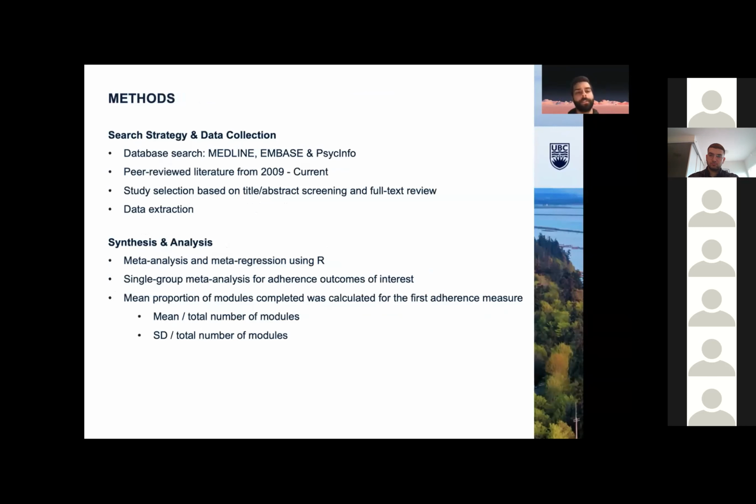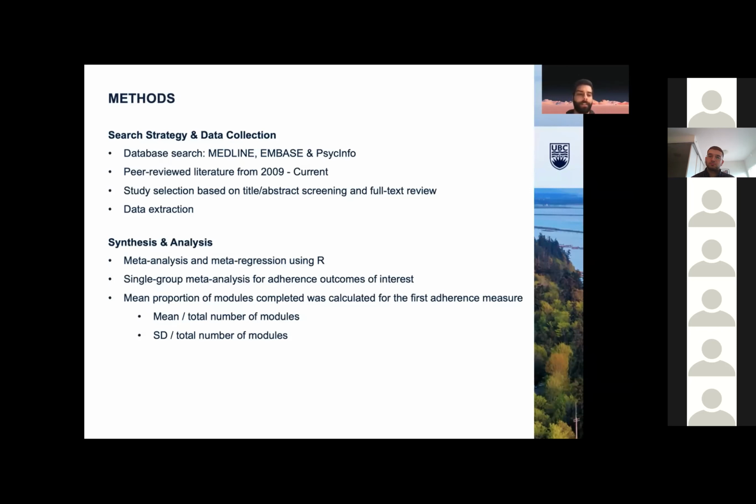So just quickly going through the methods, we used a basic search strategy on 3 databases and included peer-reviewed literature from 2009 to basically end of 2021. So you could say current. The study selection was based on a typical 2-step process. So we have the title, abstract, screening, and the eligibility phase where we did full text reviews. And then we moved on to data extraction.